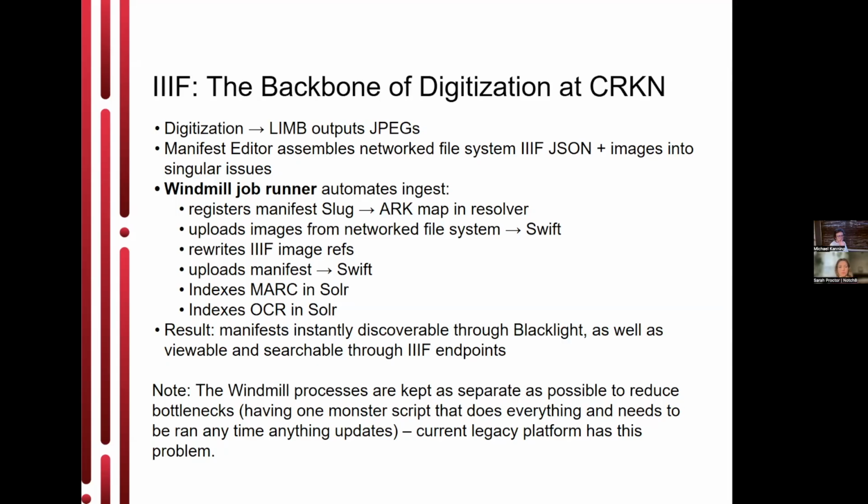So it gives the manifest an ARK, uploads images from our networked file system to Swift, rewrites the images in the manifest as the IIIF images after they're done uploading, indexes the MARC, and indexes the OCR into Solr. Then we just immediately have those manifests available and people can search them with search term highlighting on Blacklight.